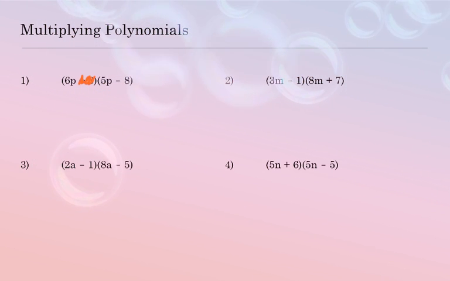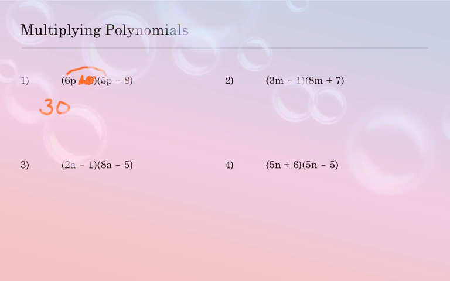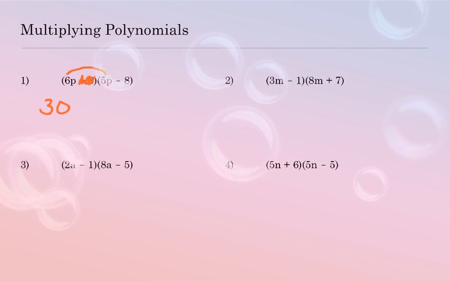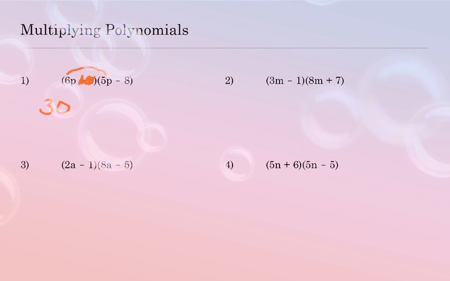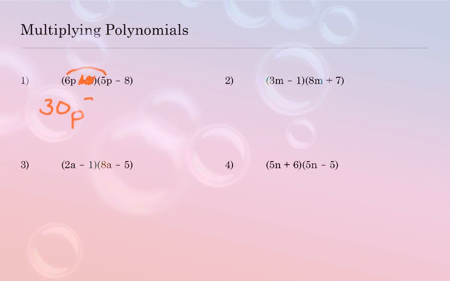What's 6p times 5p? Numbers first. What's 6 times 5? Now variables, p times p. Well, it's a p to the first power and another p to the first power. So there's one p, another p, makes for 2 p's. P squared.